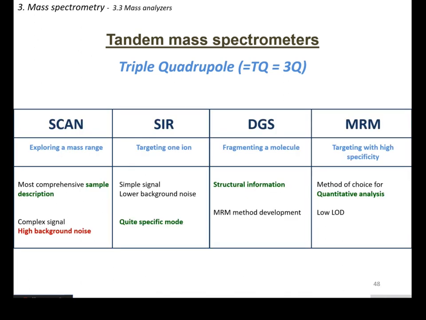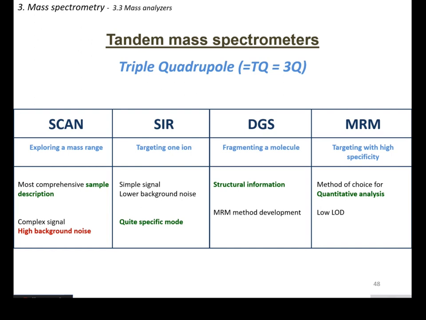So to summarize, scanning is good because you can explore a large mass range. It is the most comprehensive sample description. The problem is you have a very complex signal and very high background because many undesirable low trace ions will be there to make noise. Then the single ion recording, it's interesting because it's quite specific. It's not very often used in itself. It's used to develop an MRM method.